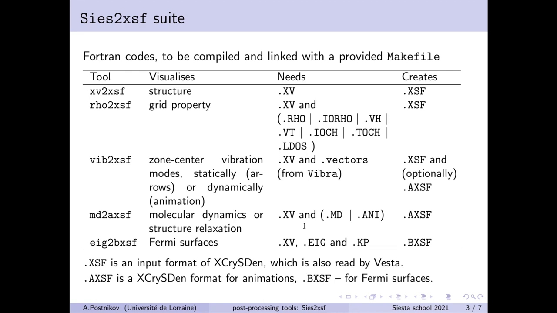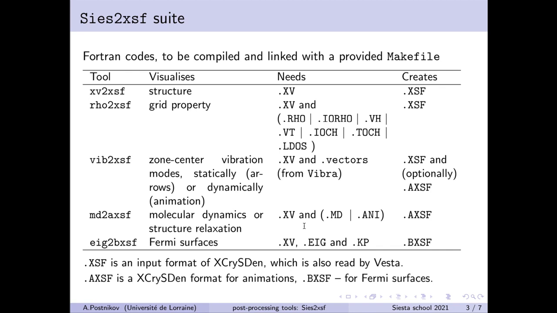In particular, what regards the CS2XSF suite, this is the selection of tools which are intended to translate the information from SIESTA files into the format proper to the XCrisDen software. And in particular, there are 5 tools which have been written in Fortran, and they can be easily compiled and linked within the package as they are provided.